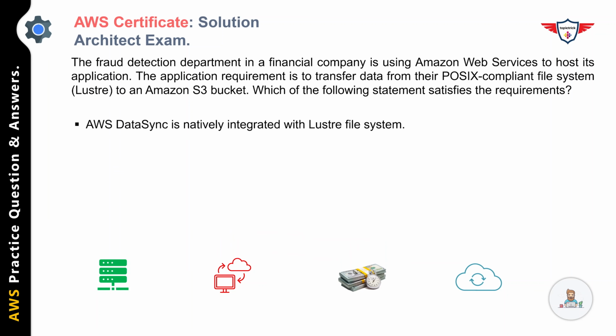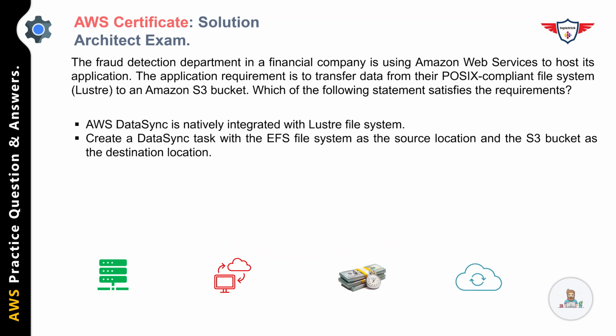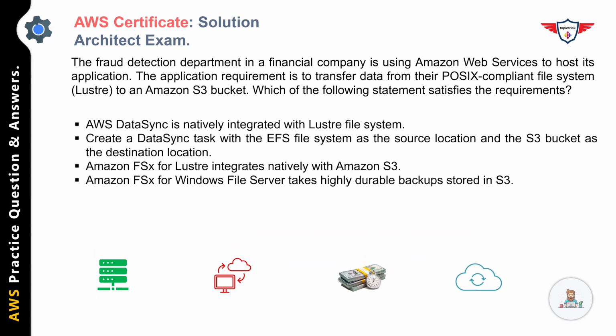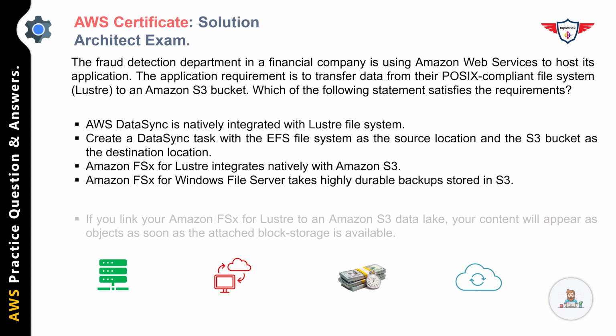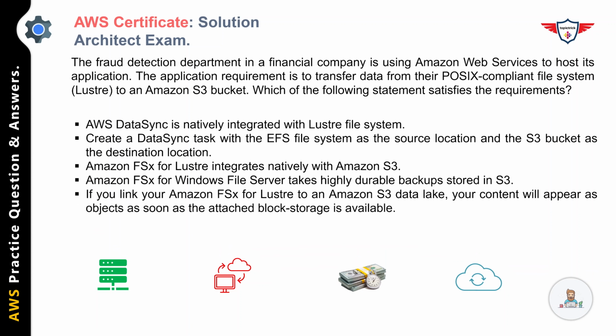The options are: AWS DataSync is natively integrated with the Lustre file system. Option 2, create a DataSync task with the EFS file system as the source location and the S3 bucket as the destination location. Option 3, Amazon FSx for Lustre integrates natively with Amazon S3. Amazon FSx for Windows File Server takes highly durable backups stored in S3. And the last one is if you link your Amazon FSx for Lustre to an Amazon S3 data lake, your content will appear as objects as soon as the attached block storage is available.